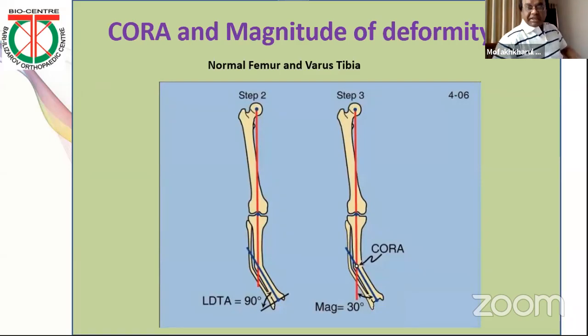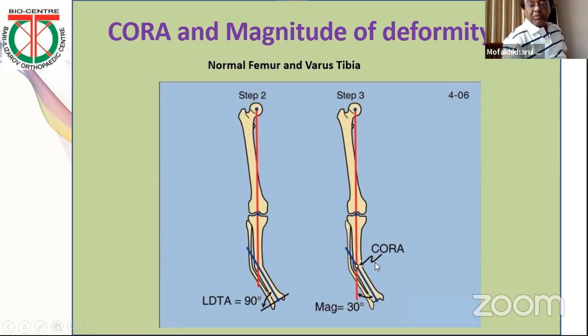Now you can see here, normal femur and varus tibia. You draw the mechanical axis, and you can find the problem distally. You can see here, 30 degrees. Draw the mechanical axis; this is the magnitude, this is 30 degrees.